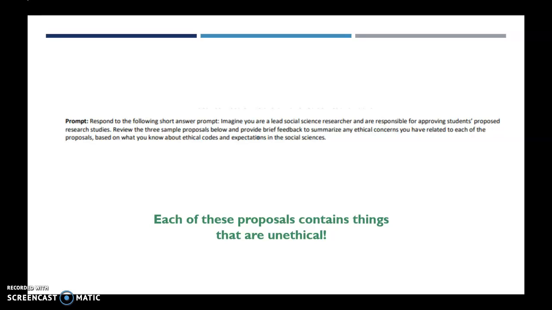So essentially, you are looking for the details within these proposals that make them unethical. That is what you're going to be writing about. Now, it is important to note that each of these proposals contains things that are unethical. None of these proposals are ethical and none of these should be approved. Your task is to find and discuss what ethical concerns each of these studies has, and you're going to be writing about what those concerns are.